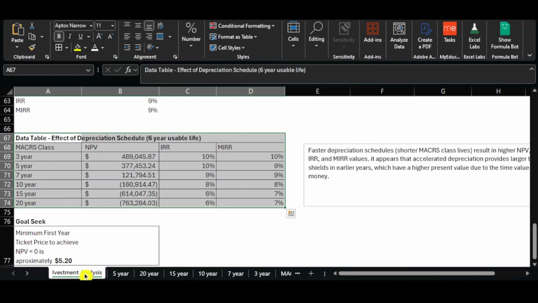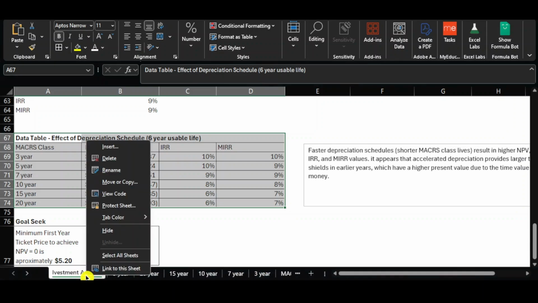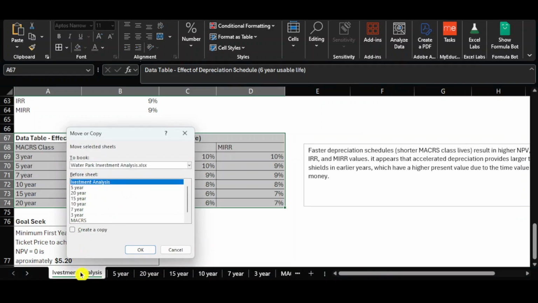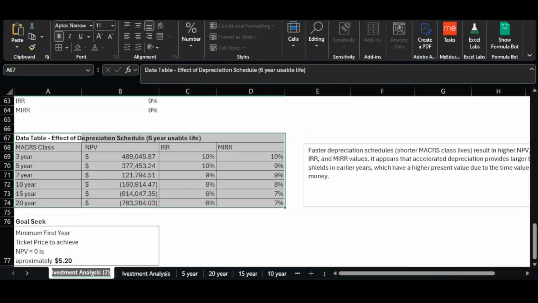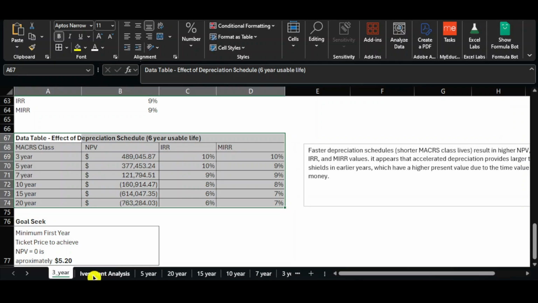I duplicated the sheet 1, 2, 3, 4, 5, 6 times. By the way, you duplicate it by right clicking, Move or Copy, then you pick the name of that sheet. Oh, by the way, you hit Create a copy, and then you hit OK. Once you do that, you get a duplicate of that sheet with a suffix of number 2 to identify it. The next thing I did is rename it to something like 3-year.